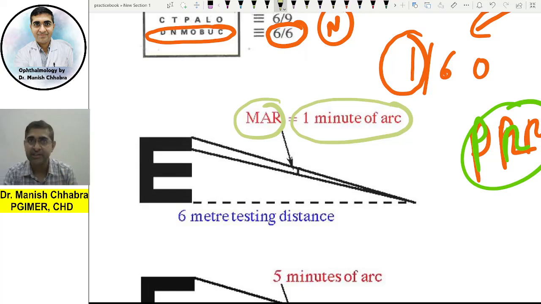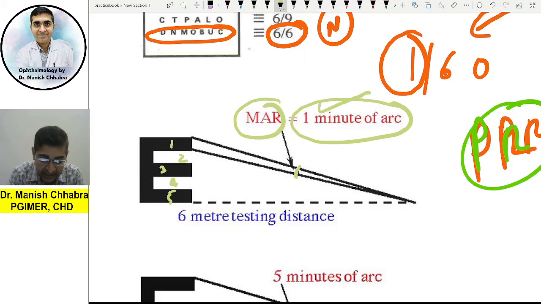Now, Snellen's chart is made in such a way that each letter, mind you, consists of 5 segments. Each segment forms an angle of 1 minute from its respective distance. What do you understand by that? Suppose the topmost letter is the letter E. It is made up of 5 segments: 1, 2, 3, 4, 5. Each segment makes an angle of 1 minute from its respective distance.